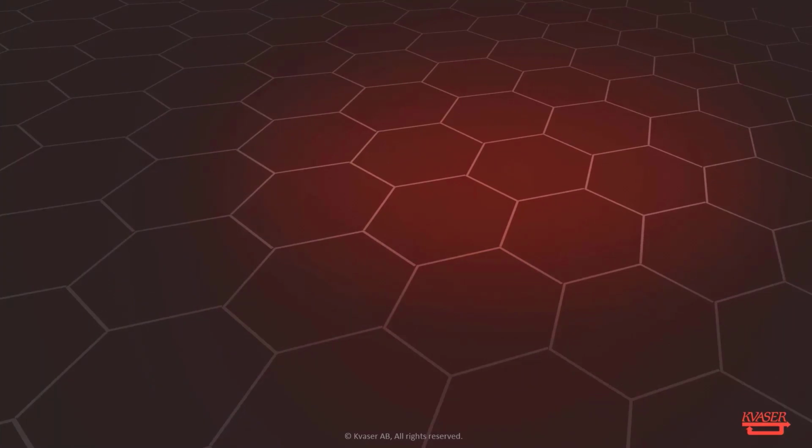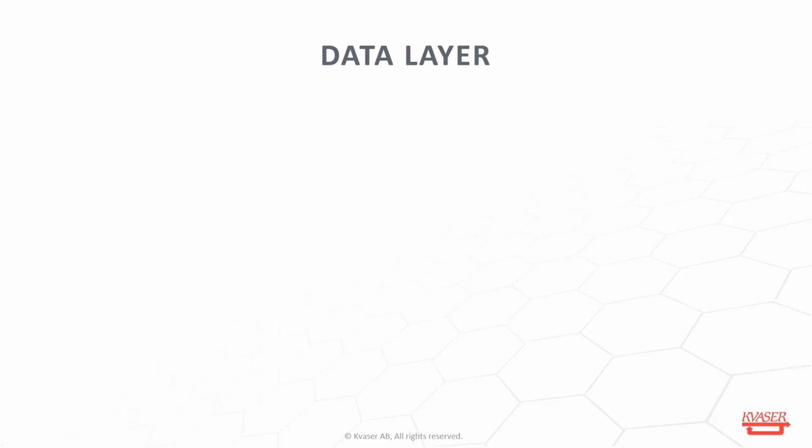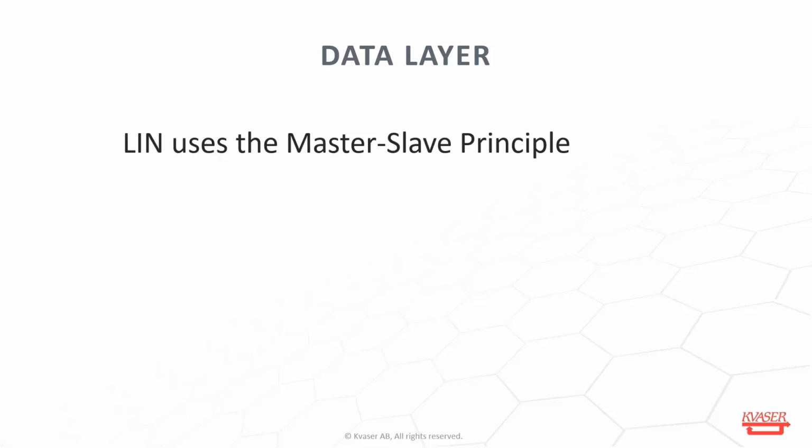Now, looking next into the data layer, this is where you start to see a little bit more. LIN uses the master-slave principle as mentioned with the nodes. What that means is that a single master controls several slave nodes. It sets the tone. It sets the tone for the entire bus.